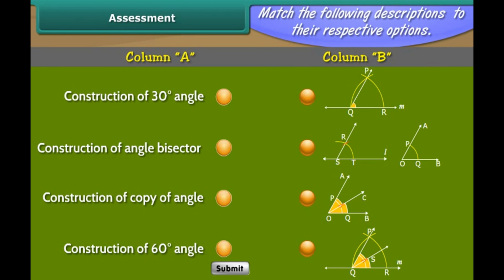Assessment. Match the following descriptions to their respective options.